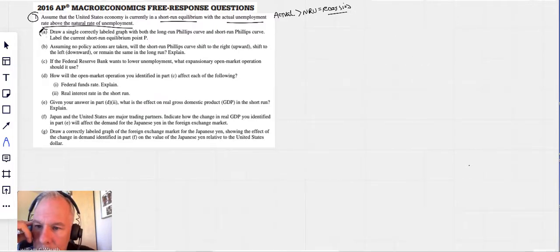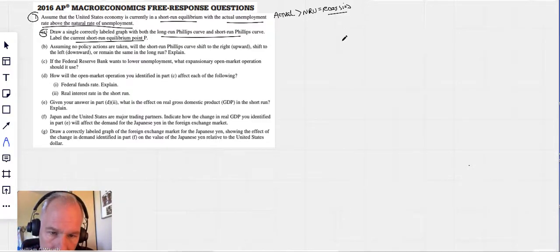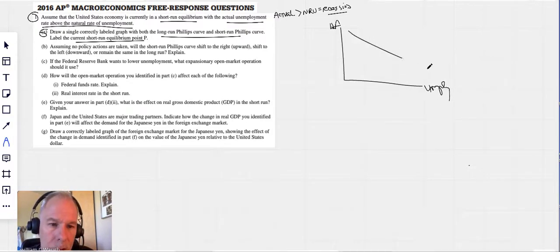They want us to draw a single correctly labeled graph with the long run and the short run Phillips curve, labeling the short run point P. So we have inflation for our Phillips curve on the vertical. We have unemployment on the horizontal. Short run Phillips curve is downward sloping. And long run Phillips curve is vertical. Doesn't change in the long run, right?